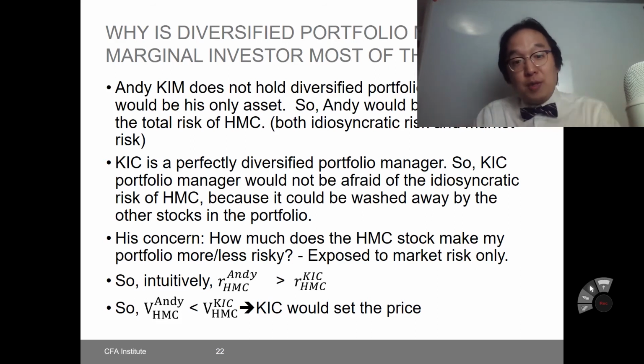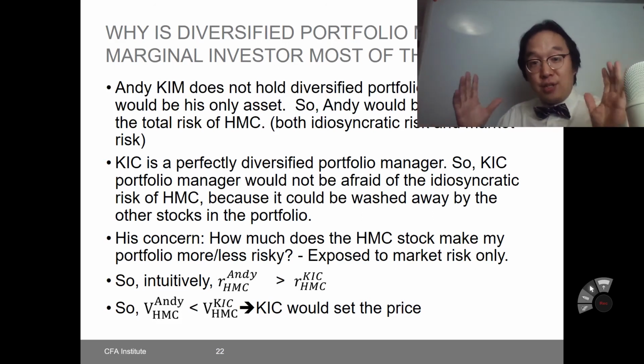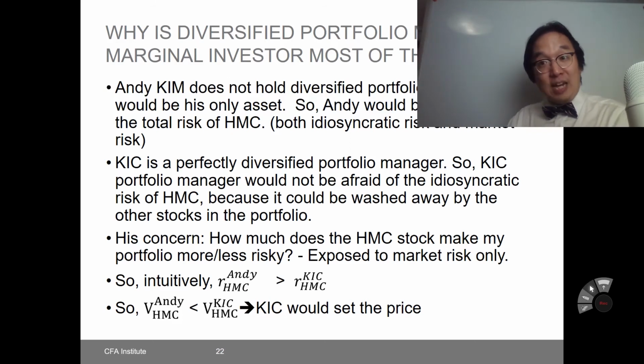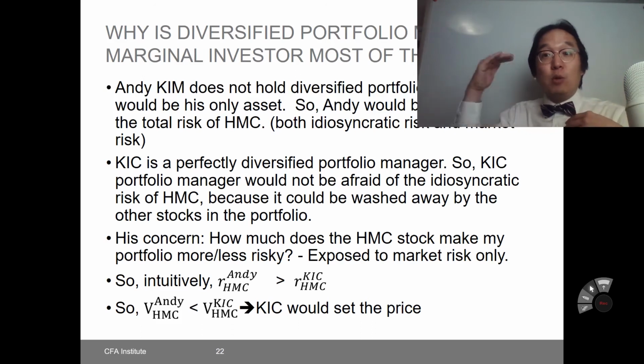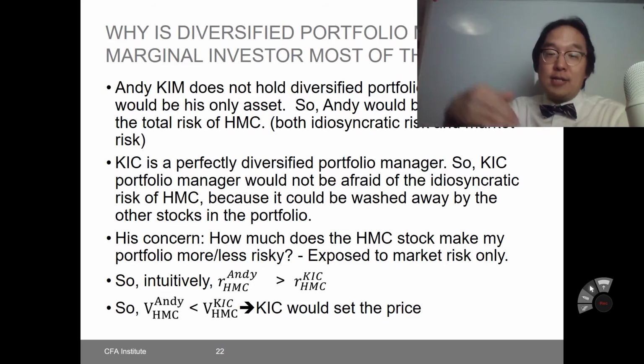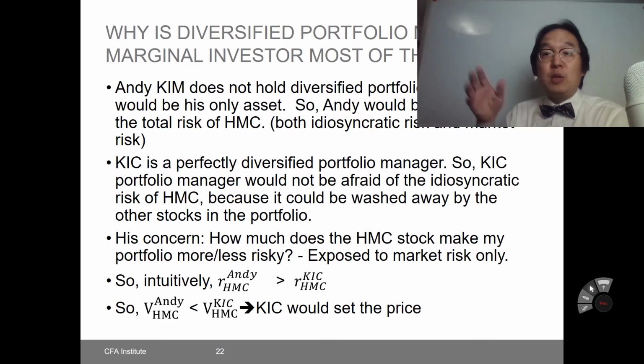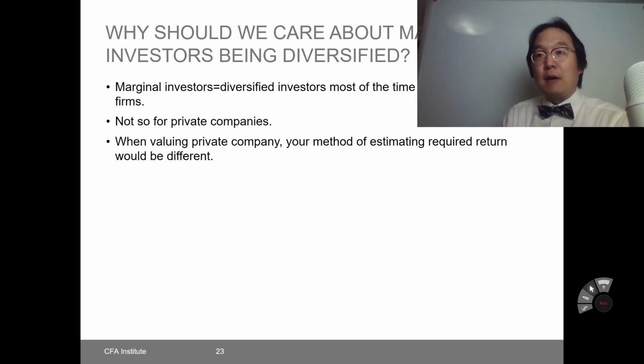So intuitively, the discount rate that I charge as Andy for Hyundai Motors will be bigger than the discount rate KIC charges. Consequently, the valuation number will be the other way around. So rationally, I will always be bidding a lower price than KIC's bid. So I will lose, they will win, they will set the price in the market. I'll be just a price taker. Oh, you set the price as such, I follow you, even though it is not really making me happy.